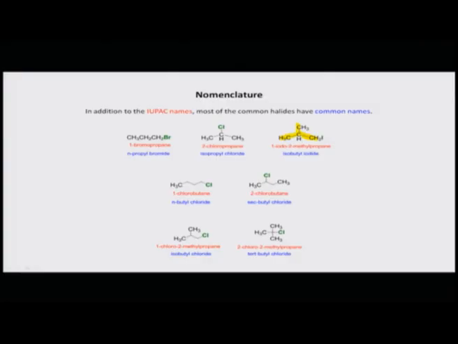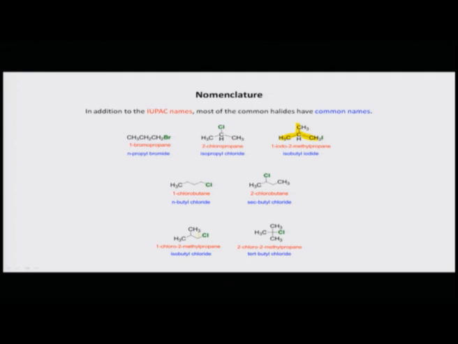Now the third one here is something that we have already seen. It is similar to the compound here, the isobutyl iodide that we have already seen. So this is isobutyl chloride. It has to be named as 1-chloro-2-methyl propane. So that is the IUPAC name. So I assume that you do not have any issues with this.